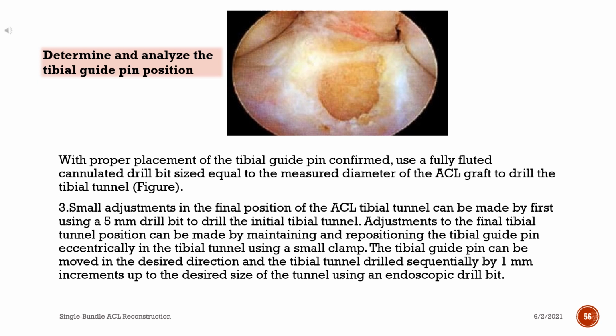Adjustments to the final tibial tunnel position can be made by maintaining and repositioning the tibial guide pin eccentrically in the tibial tunnel using a small clamp. The tibial guide pin can be moved in the desired direction and the tibial tunnel drilled sequentially by 1 mm increments up to the desired size of the tunnel using an endoscopic drill bit.